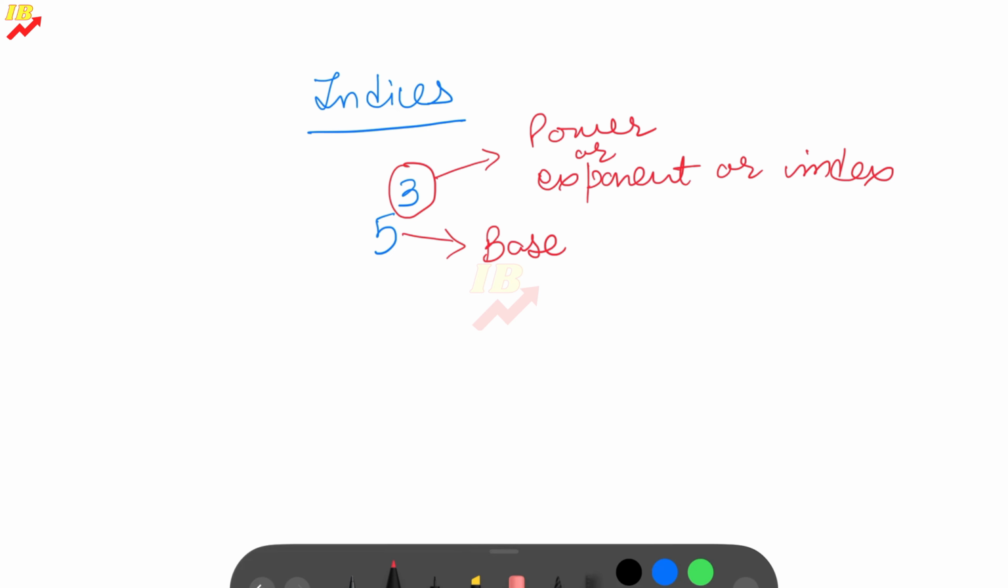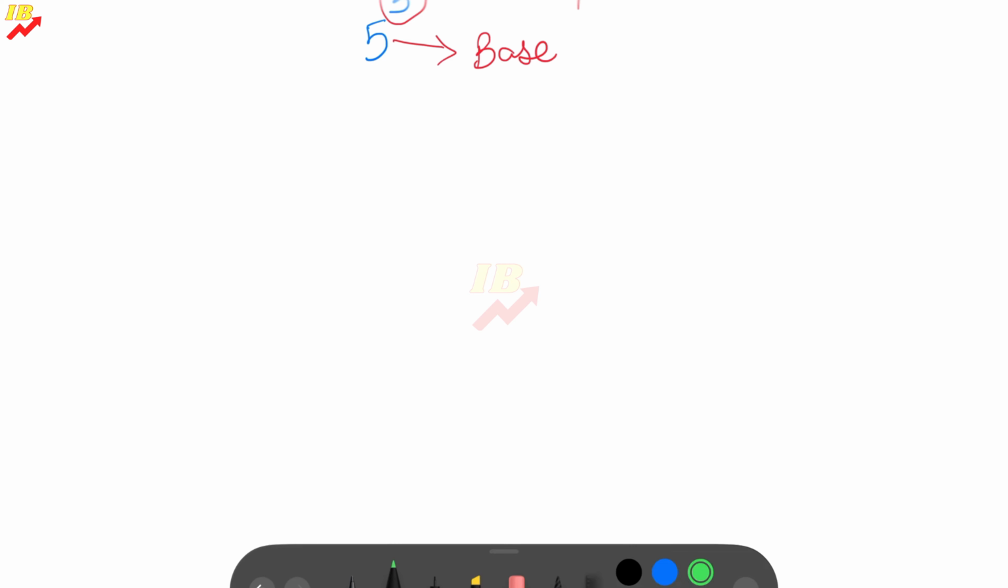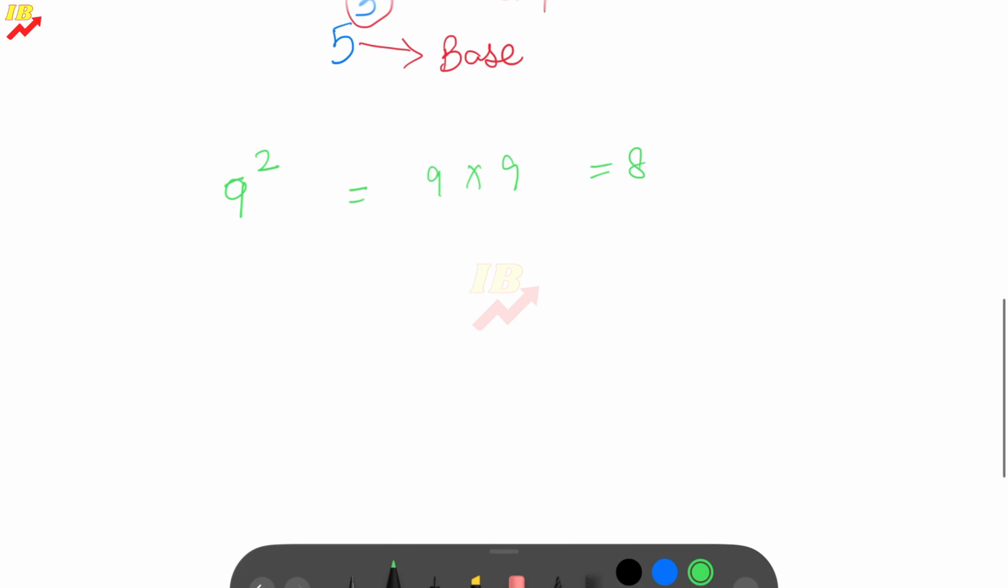So let's try an example. Suppose I'm writing 9 raised to the power 2, right? Which exactly means that I'm talking about 9 occurring 2 times. So it's not 2 times 9, it's 9 times 9. Index basically means the number is repeating itself. Okay, so this gives you an answer of 81.